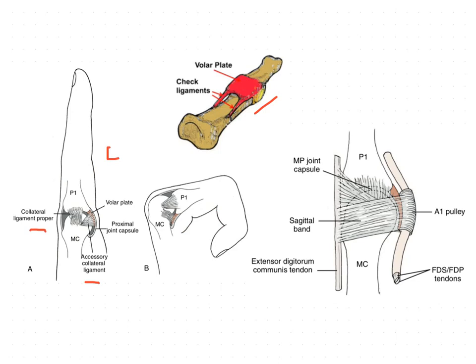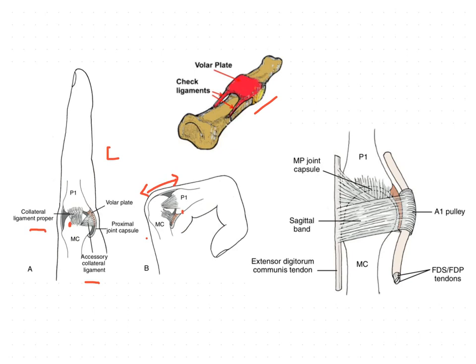Some investigators like Minami and associates quantified the length changes in the different parts of the collateral ligament at the metacarpophalangeal joint with varying degrees of motion. They found that the more dorsally located collateral ligament proper, so this one is the most dorsally located ligament, was lengthened by 3 to 4 millimeters with metacarpophalangeal joint flexion from 0 degrees to 80 degrees.